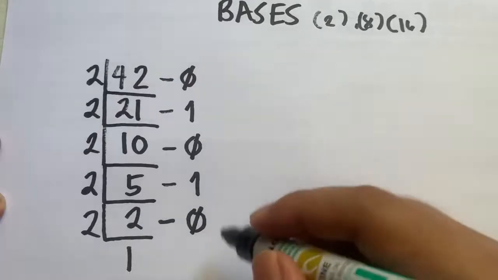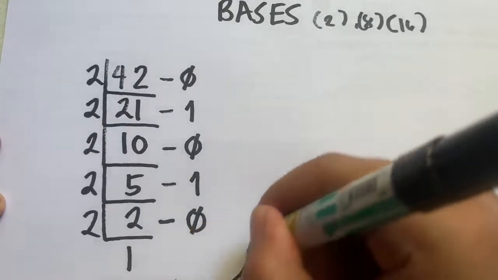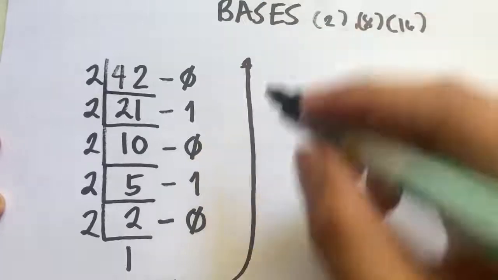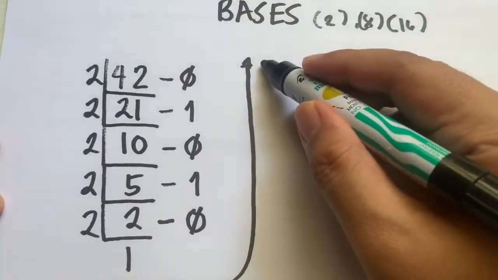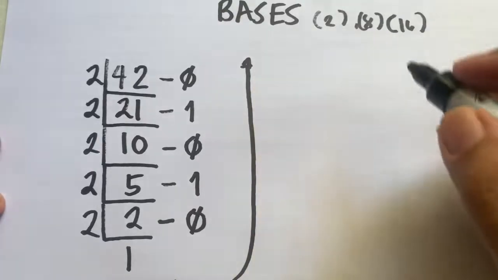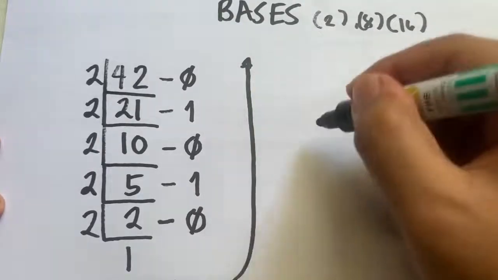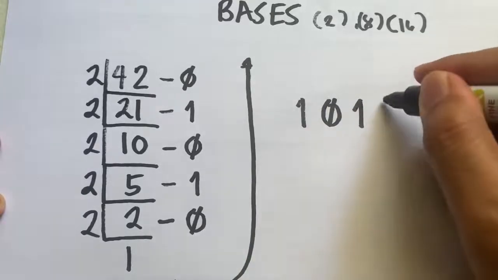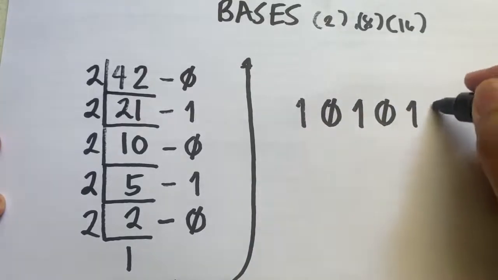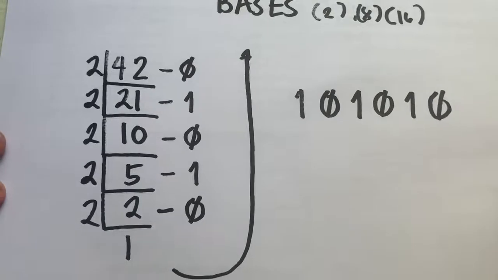So we rewrite the number following the least significant digit up to the most significant digit. We arrange it upwards. So we have 1, 0, 1, 0, 1, 0. This is now the binary equivalent of 42.